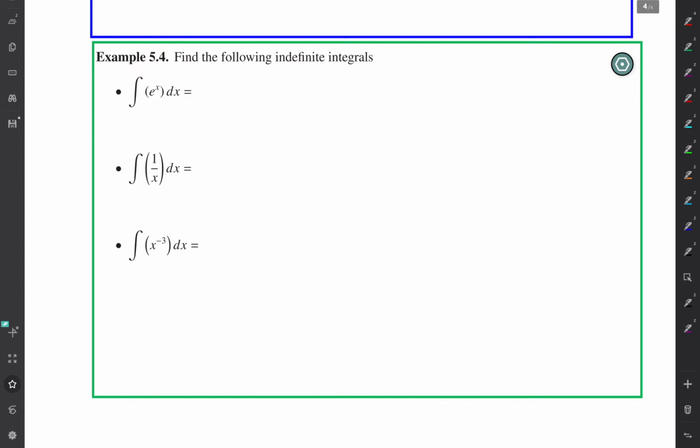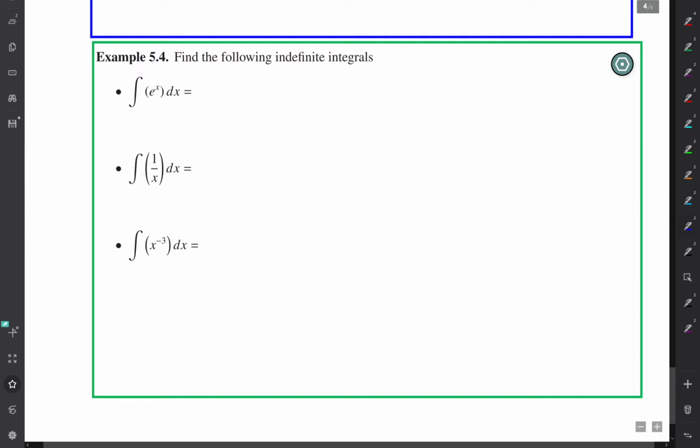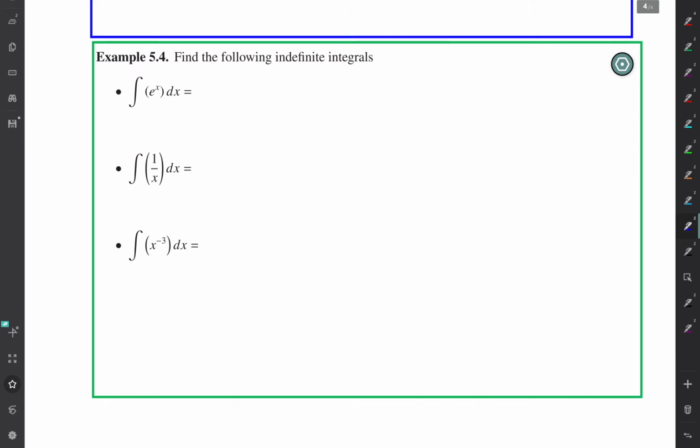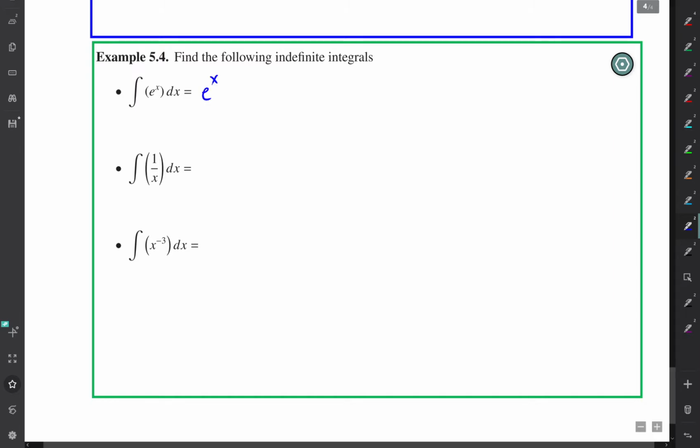Okay, in example 5.4, we're going to compute 3 more indefinite integrals. So the first one says find the integral of e to the x. And the thing you have to ask yourself is, what's the derivative of e to the x? And you'll say, well, that's e to the x. Well, how do you undo the derivative? If the derivative is e to the x, then the integral is also e to the x.